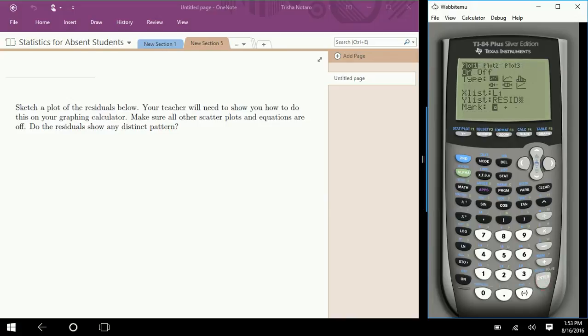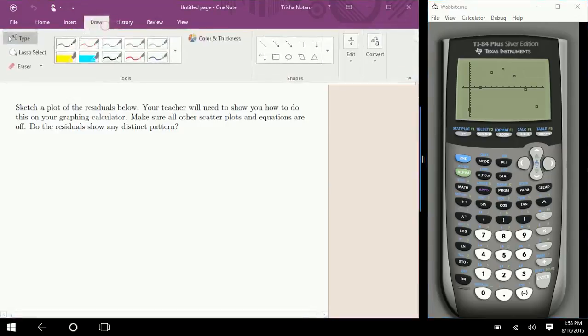So now I have x1, my x is my L1. My y is going to be my residual. So now, same thing. You're not just going to go to graph. You have to go zoom and then down to number 9, which is zoom stat. Okay, we want to graph the statistics. And as you see, this is our new residual. Now, that's not the same scatter plot we got earlier.